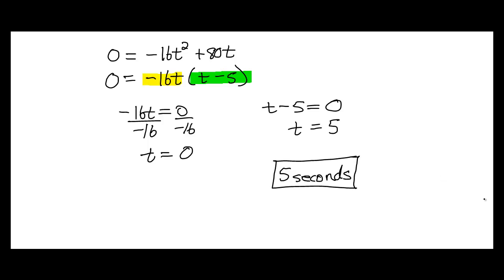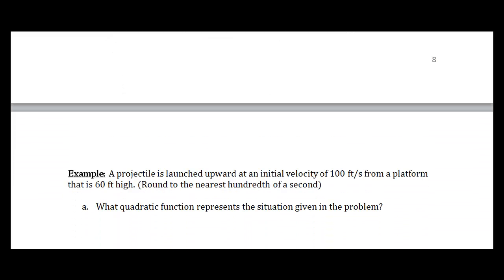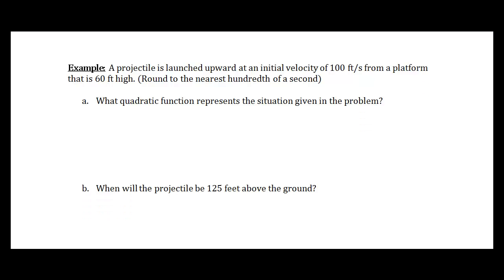Okay, let's look at one more example of this projectile motion type problem. A projectile is launched upward at an initial velocity of 100 feet per second from a platform that is 60 feet high. Round to the nearest hundredth of a second.